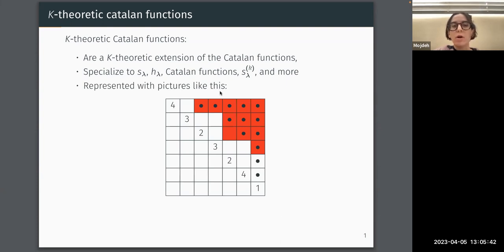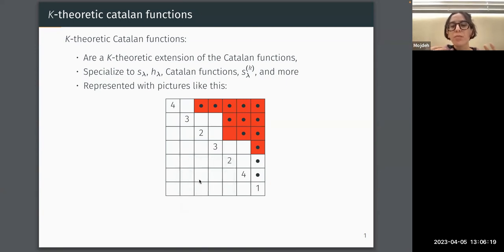Okay, the next thing I'll tell you about these guys is that every K-theoretic Katalan, or every Katalan, as I call them, is represented with a picture like this. We're going to talk a lot more about these pictures later today, but for now, I'll just say that a picture like this, wherein we have a grid with numbers across the diagonal, certain red squares, and certain black dots, completely determines a certain Katalan function. On the other hand, given some Katalan function, I can immediately write down a picture like this.